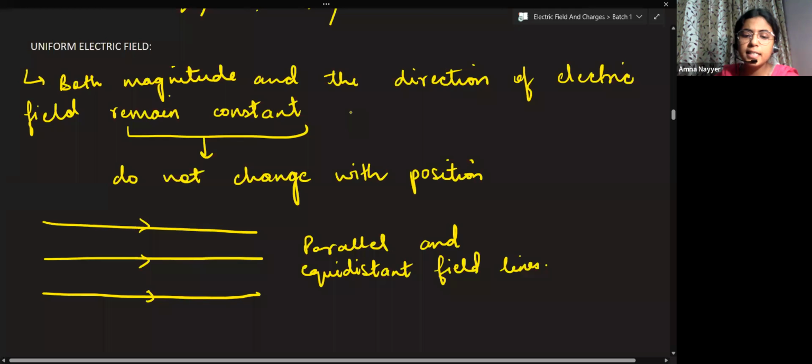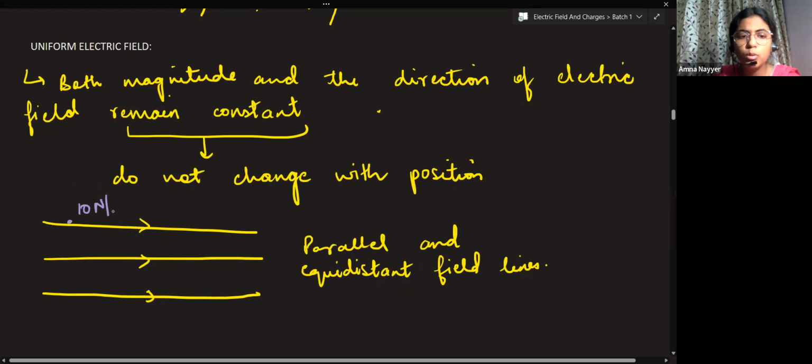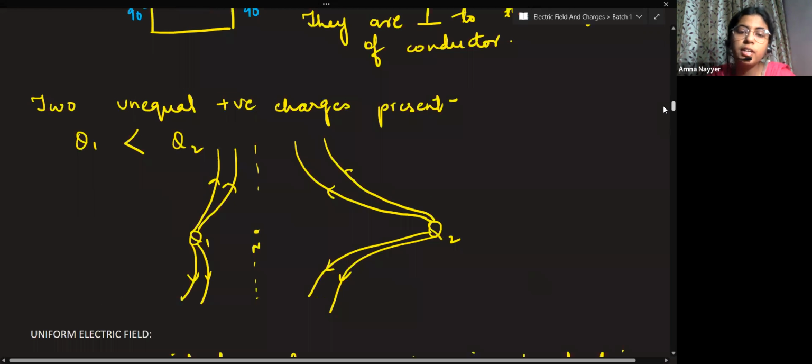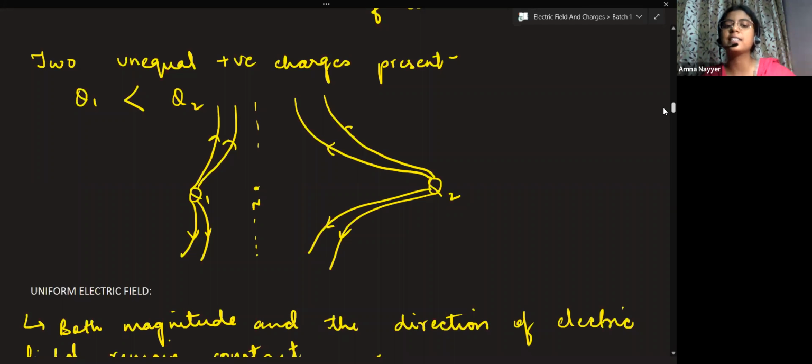Uniform electric field basically means that at this point, if this is a uniform electric field, and the field is, let's say, 10 Newton per coulomb, then at this point also electric field will be 10 Newton per coulomb only. At this point also electric field will be 10 Newton per coulomb only. So this was left in the part which we were doing on Wednesday, uniform electric field lines. And if you are given two unequal charges, where will you place the neutral point? The neutral point will lie towards the charge which has lesser magnitude. So just copy it down.